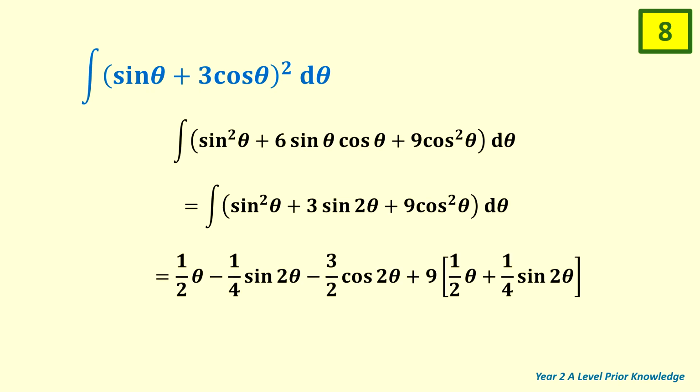The integral of 3 sin 2θ, well, the integral of sine is negative cos, but again we have to divide by 2 because of the 2θ. So that's negative 3/2 cos 2θ. And then to integrate 9 cos²θ, well, I've integrated cos²θ and I've multiplied it by 9. And of course, if you wanted to, you could expand the brackets and collect the thetas together and the sin 2θs, and there'd only be 3 terms plus the c in your final answer.